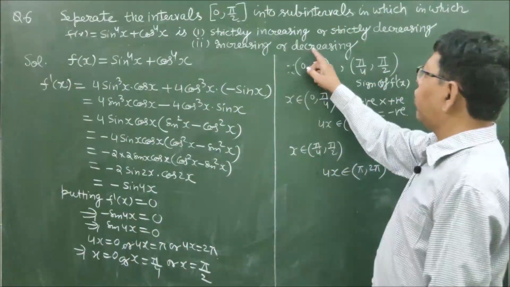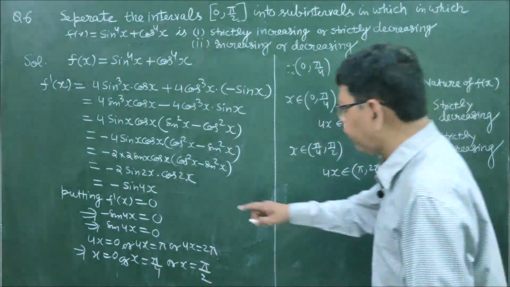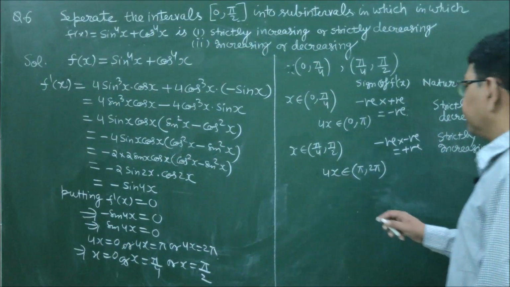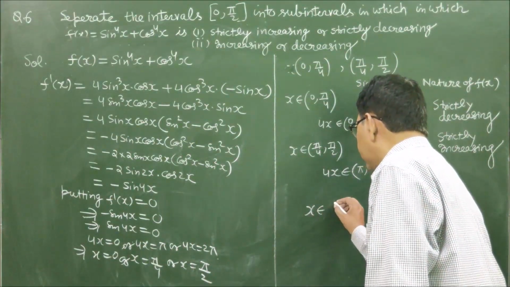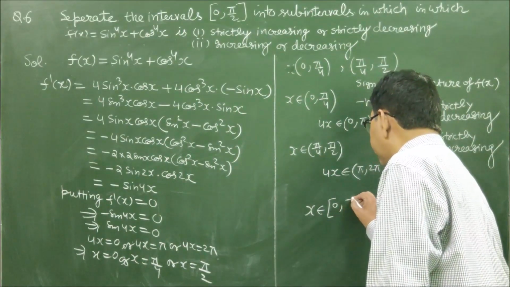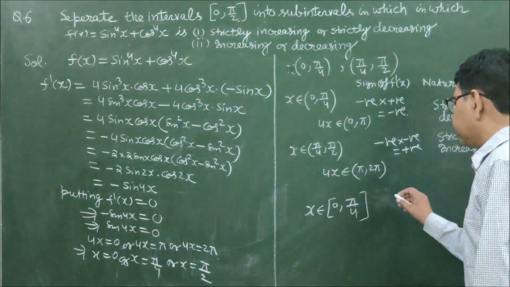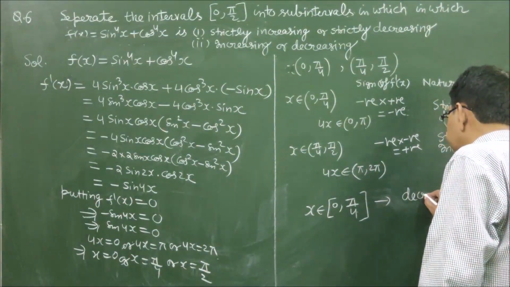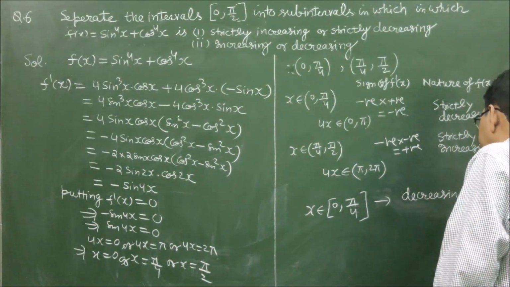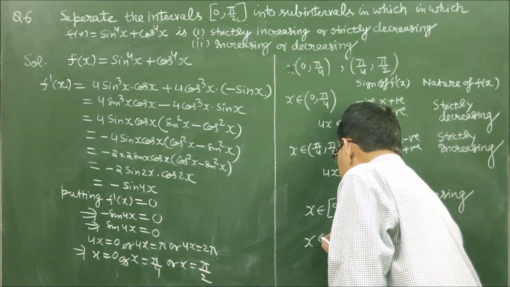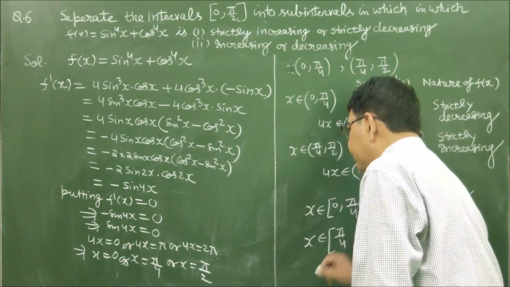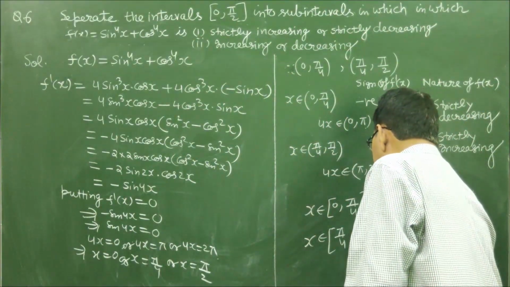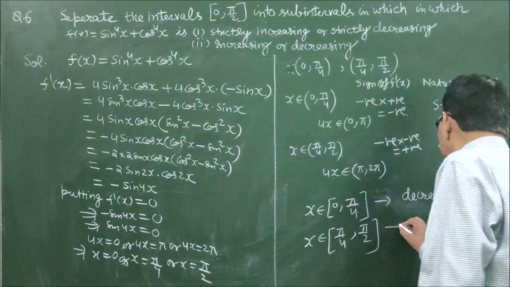Now for increasing or decreasing, we will consider the critical points, that is 0, pi by 4 and pi by 2. So if x belongs to the closed interval 0 to pi by 4, including those points, then in that case the function is decreasing. And when the value of x belongs to the interval including the point pi by 4 and the point pi by 2, then in this case the function is increasing.